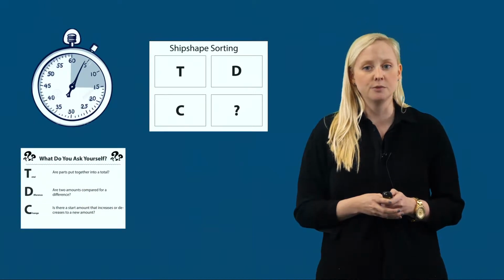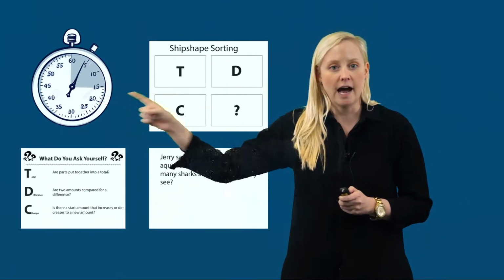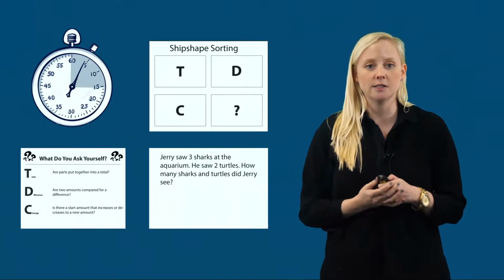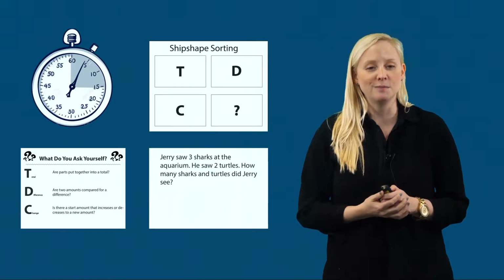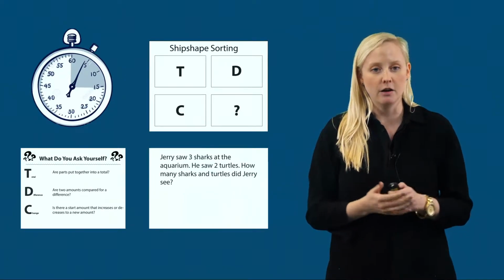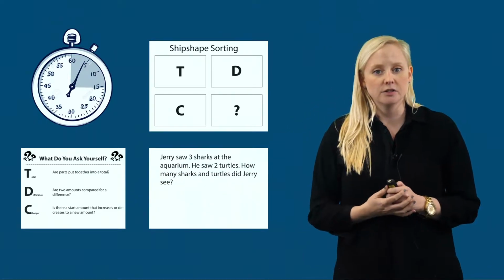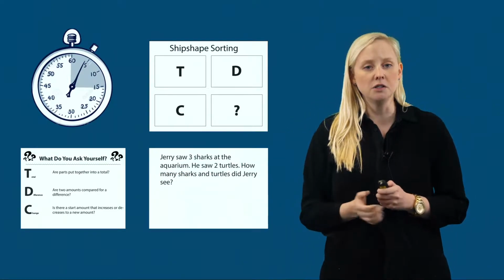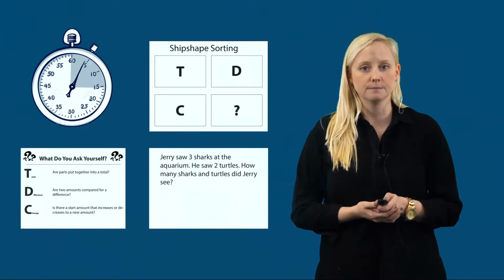To begin with Shipshape sorting, you're going to need the following materials. You'll need a timer because Shipshape sorting is a 1-minute timed activity. You'll also need your Shipshape sorting mat, which I'm going to call the sorting mat. Students will need the What Do You Ask Yourself poster, and you'll also need your sorting cards, which are cards that display word problems.